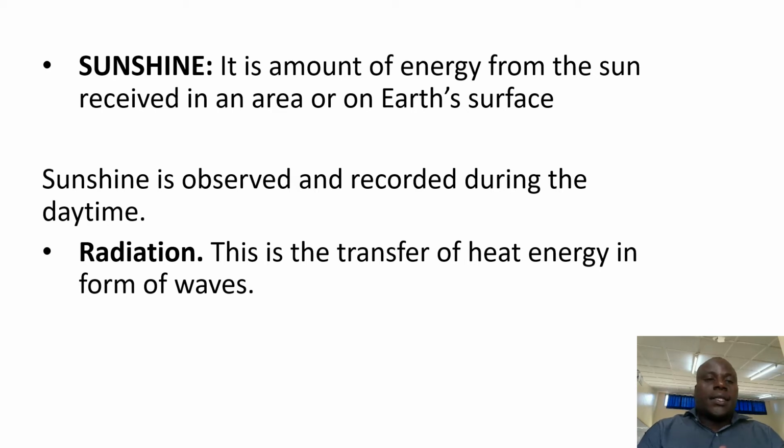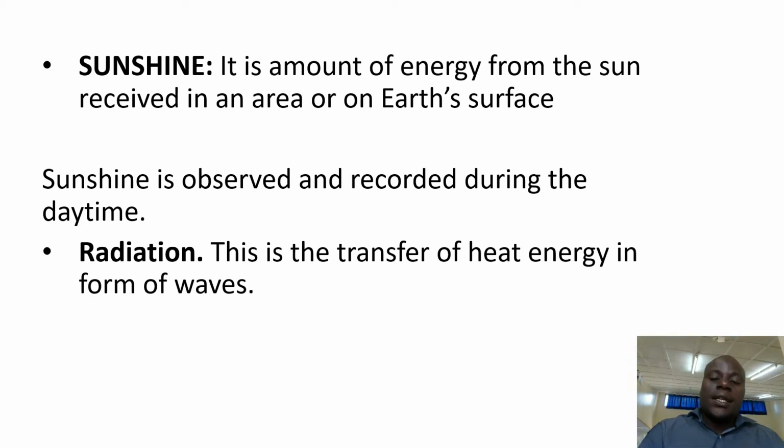Okay, class, we are going to look at sunshine, which is one of the elements of weather and climate. We need to define sunshine. We look at how it is measured and recorded. We look at factors influencing the amount of sunshine received in an area, and finally, effects of sunshine.